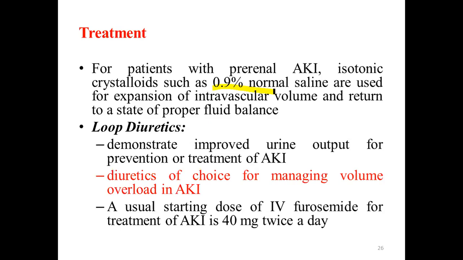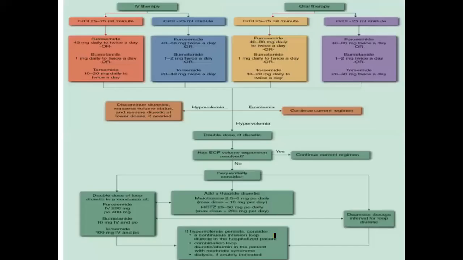Apart from that, loop diuretics are actually the most commonly used drug in the management of acute kidney injury because they have a good potential to improve urine output, for prevention as well as for treatment of AKI. Especially if a patient has fluid overload, like volume overload due to AKI, loop diuretics are the drug of choice. For dosing, 40 milligrams twice daily is the starting dose. You give Lasix IV twice daily and you monitor the urine output.